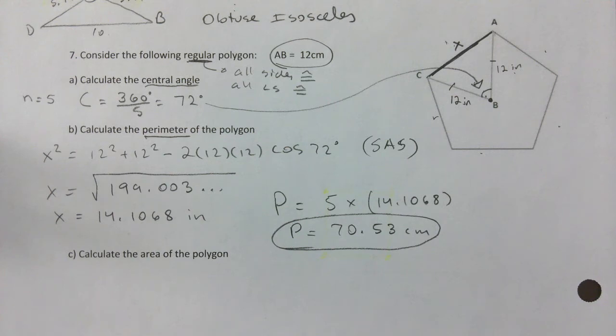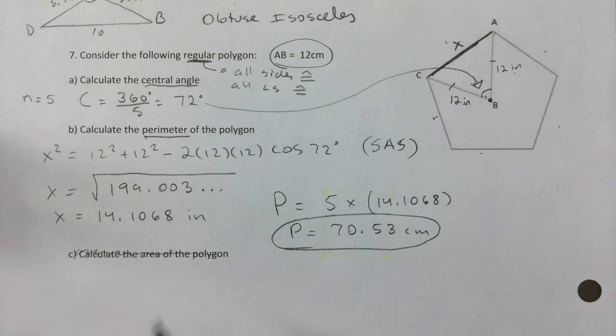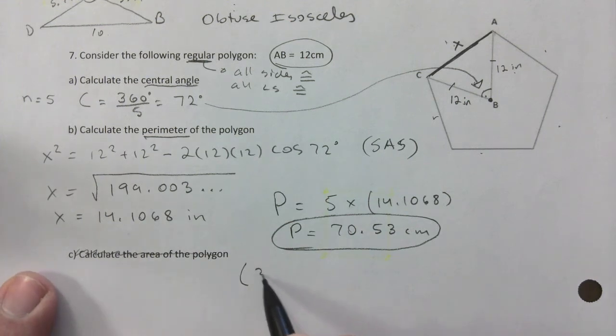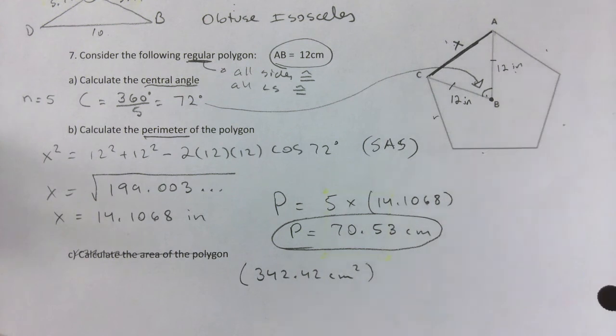The area is a bonus, so I'm not going to go over that. If you're really keen on it, let's write down the answer for you. It involves finding the area of one slice. You have to find the height of it. And then you multiply it by the number of triangles that would be in that shape. So it could be a bonus. Who knows?